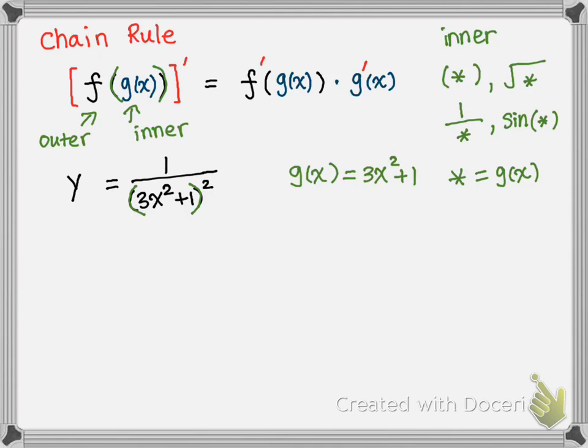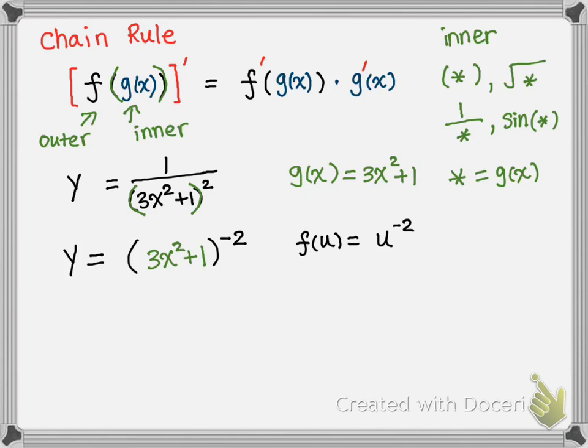So for this function, this u is really the inner function, 3x squared plus 1, okay? Then you raise it to the negative 2 power. So the outer function is f of u equals u to the negative 2 power. And we do know how to take the derivative of a negative 2 power. We use the power rule.